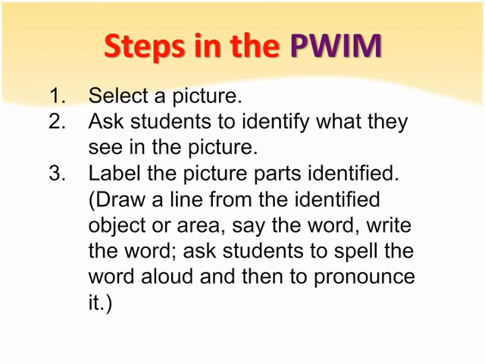First of all, you select a picture. Then you ask the students to identify what they see in the picture. You label the parts that are identified. You draw a line from the identified object or area, have the students say the word, then you write the word, ask the students to spell the word out loud, and then to pronounce it.